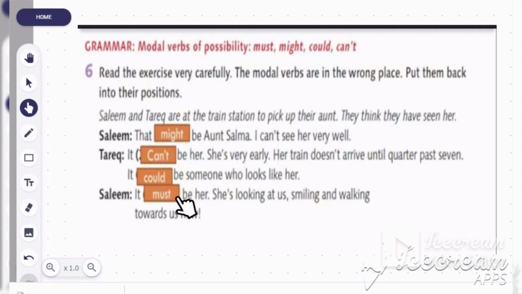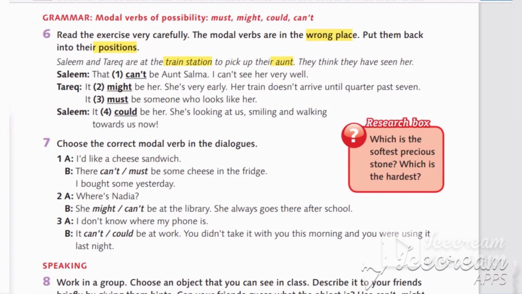4. It must be her. She's looking at us, smiling and walking towards us. أكيد هي because she's looking and walking towards us. Okay? Now go to exercise number 7. Exercise number 7. Choose the correct modal verb in the dialogue. نفس النمط.